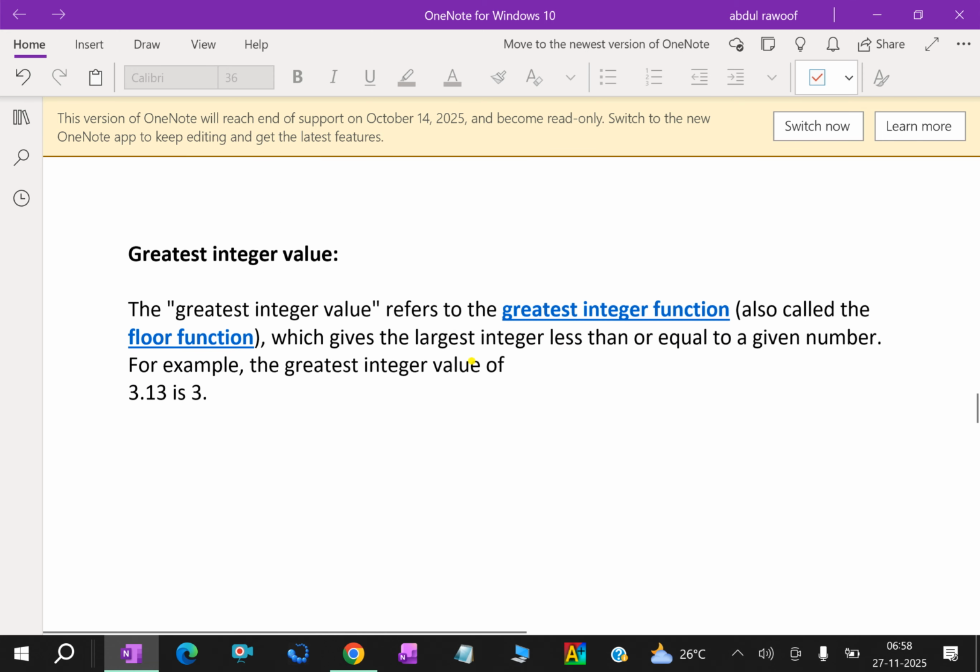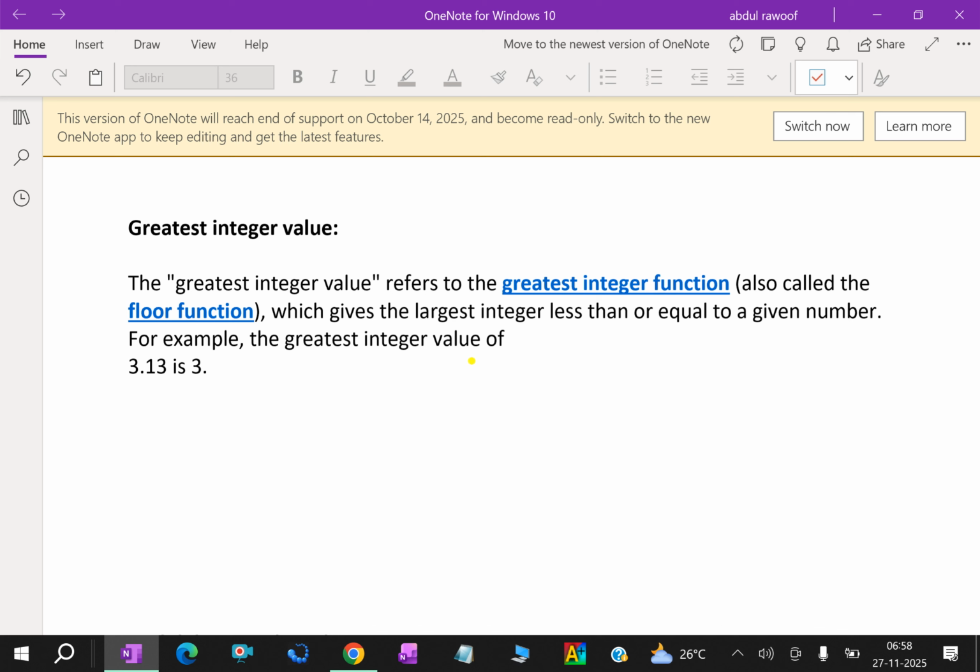Next, greatest integer value. What is greatest integer value? The greatest integer value refers to the greatest integer function, also called the floor function, which gives the largest integer less than or equal to a number. For example, the greatest integer value of 3.13 is 3, which means the decimal portion is truncated. Suppose 4.053, which gives greatest integer value 4.